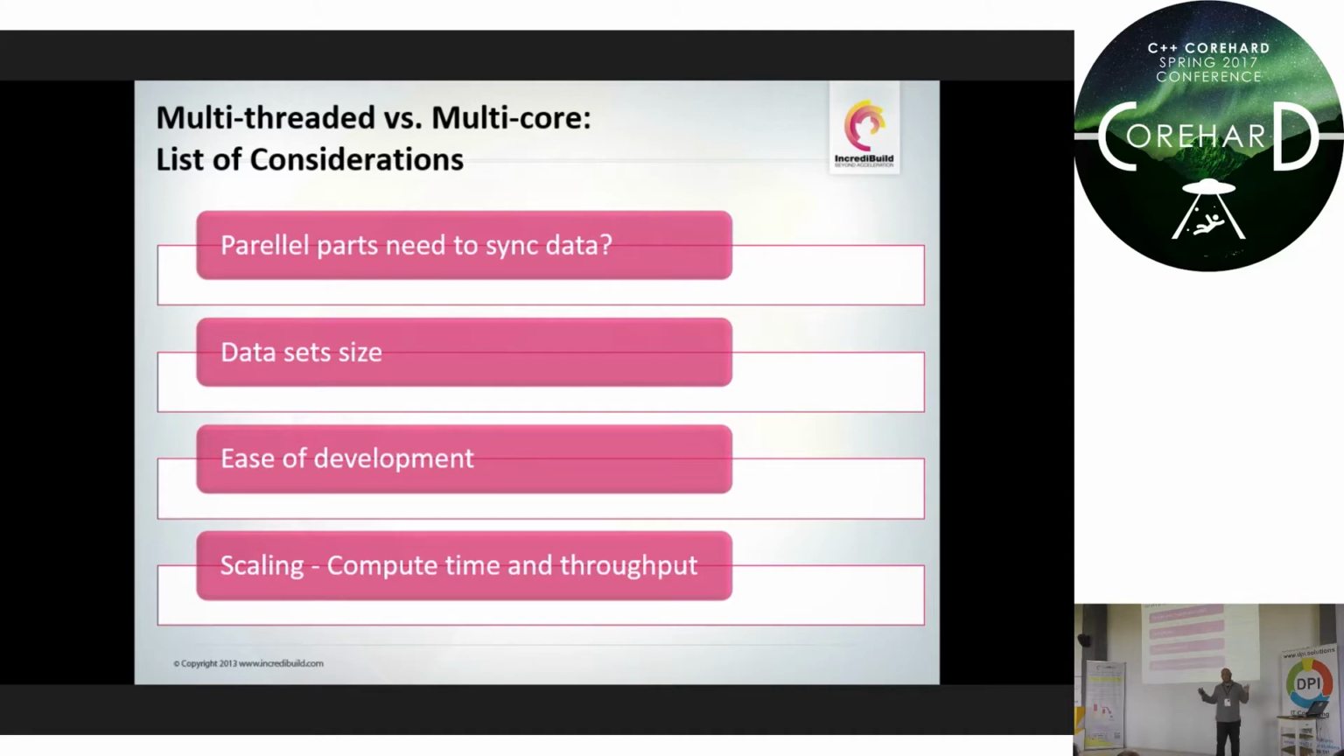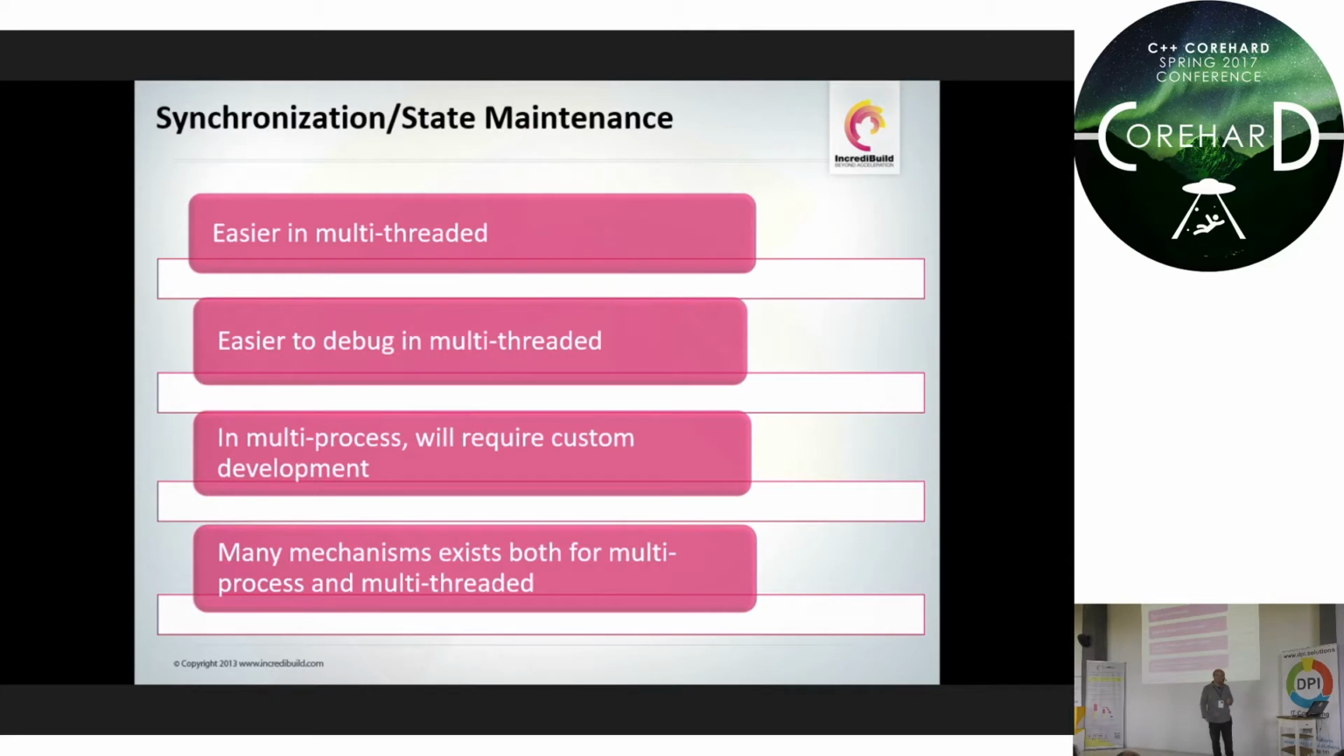What's the size of my data set? If it's a large data set, can I divide this data set? What is the future data set that I can expect in 3 years, in 5 years, when my product will catch on and be more mature? How easy it will be to develop the product, and the scaling. We will discuss each of these now.